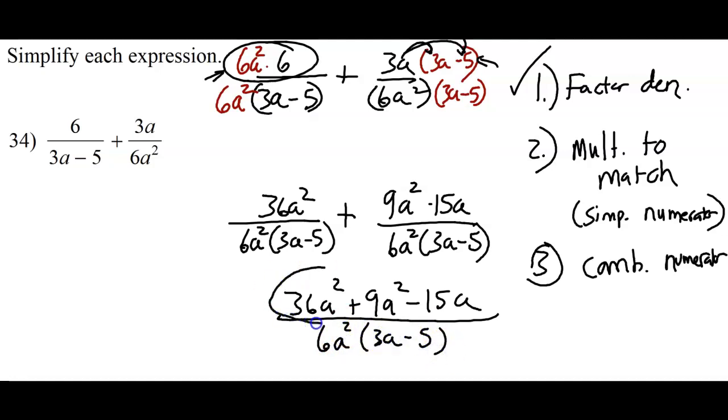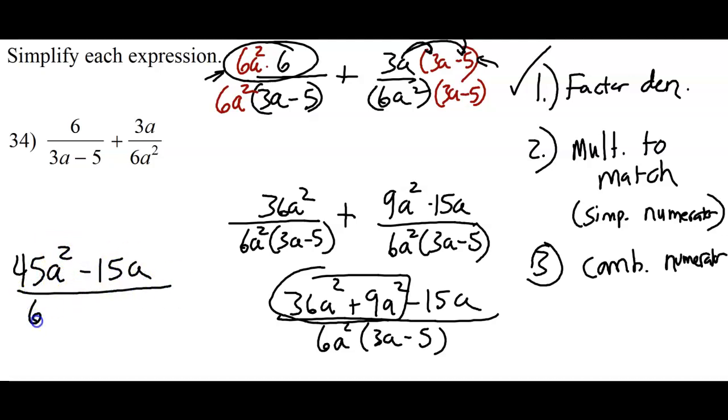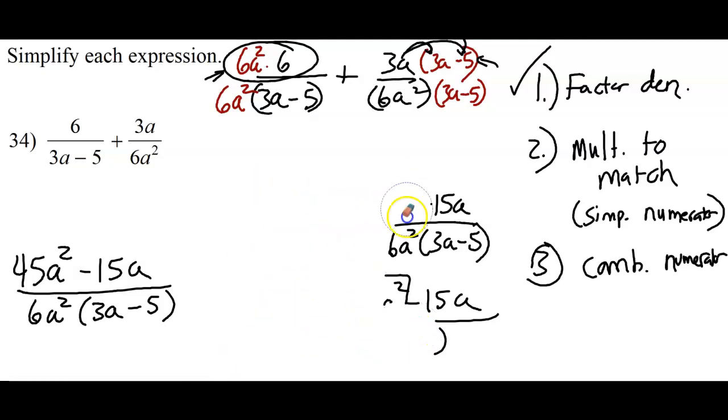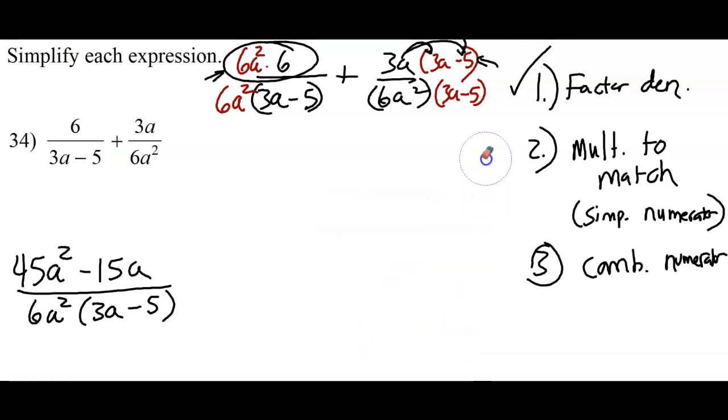And we can go ahead and combine these together here. That's going to make 45a squared minus 15a all over 6a squared times 3a minus 5. Now, because I'm a math teacher and I have a trained eye, I already know that if this was a multiple choice test, you would not see this exact answer, because this one actually can reduce. Like I said, it's kind of rare for these things to reduce, but sometimes they can.